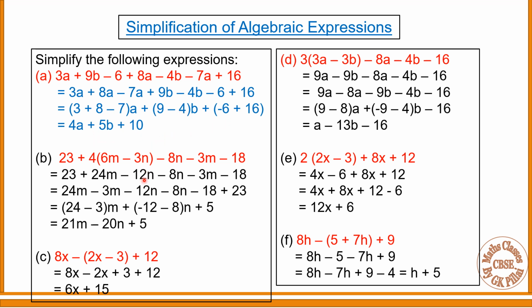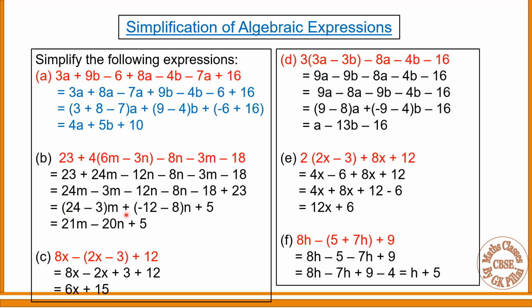Another one, bit different. 23 plus 4 into 6m minus 3n minus 8n minus 3m and minus 18. You just open the bracket. This will become 24m and this will become 4 3s are 12n and the remaining as it is. Now combine the like terms: 24m minus 3m, minus 12n minus 8n, minus 18 plus 23.